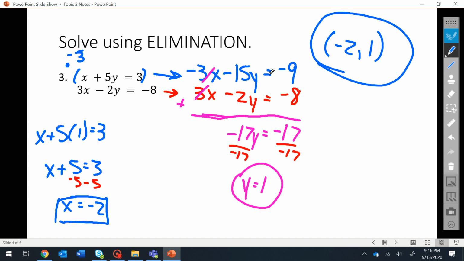I do want to check this for both of them. Negative 2 plus 5 is 3. Okay, that's correct. And then negative 6 minus 2 is negative 8. And that's also correct. So this works for both of my equations.